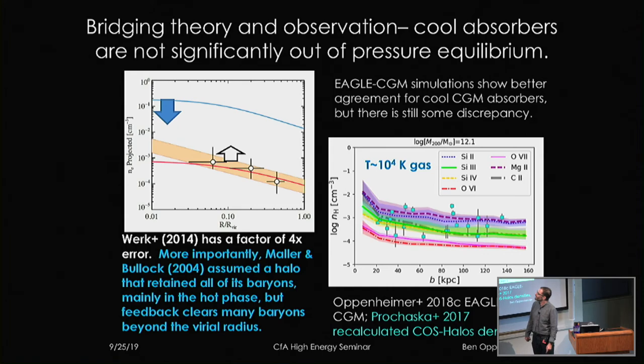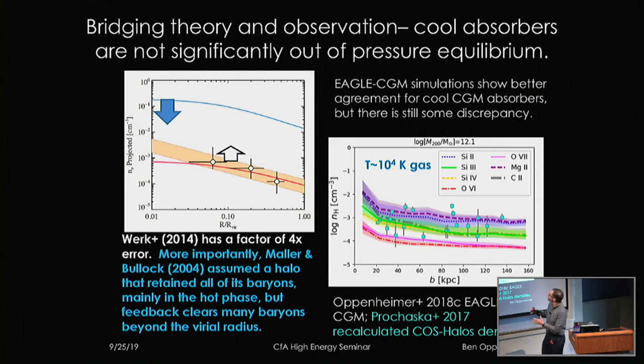So more importantly, I'll talk about using simulations with feedback, superwind feedback, to not just enrich the CGM, but to push baryons out beyond the virial radius and make it a flatter profile, with more baryons on the outskirts, which these simulations do. It's kind of a generic feature of Illustris TNG type simulations in order to get the galaxies right.